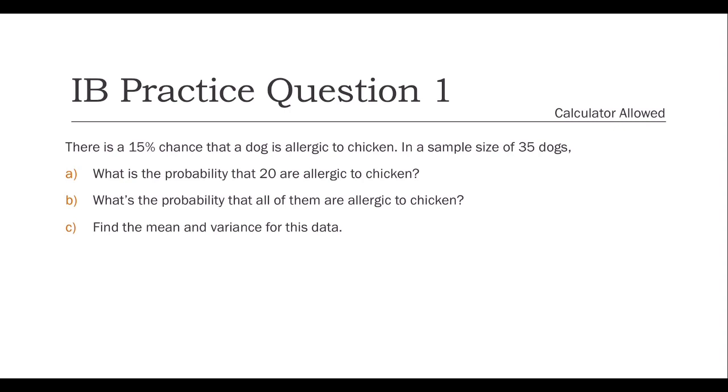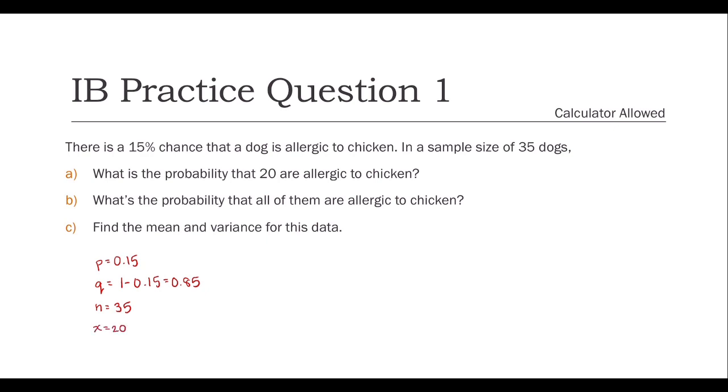So our probability of success, P, is 0.15, assuming success is that they're allergic to chicken. Our probability of failure, Q, is going to be 1 minus that, so that would be 0.85. Our number of trials, N, is 35, because our sample size is 35. And for A, we want the probability that 20 are allergic to it, so this time, X will be 20.